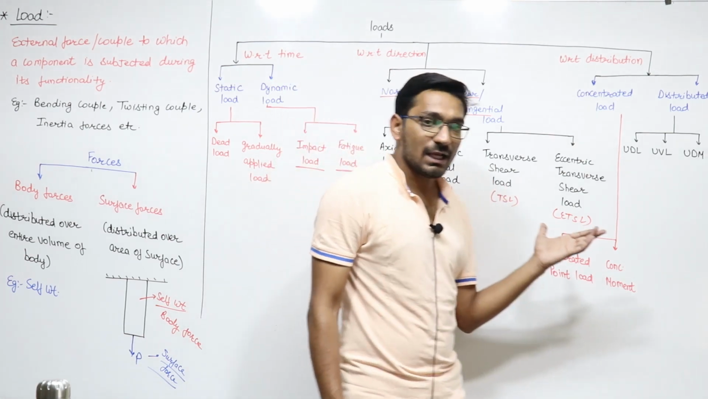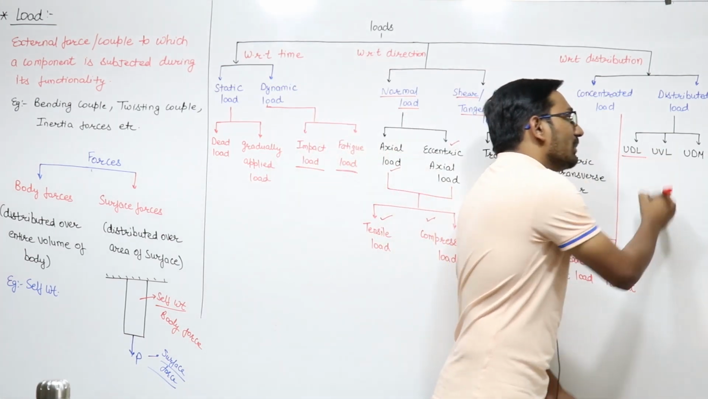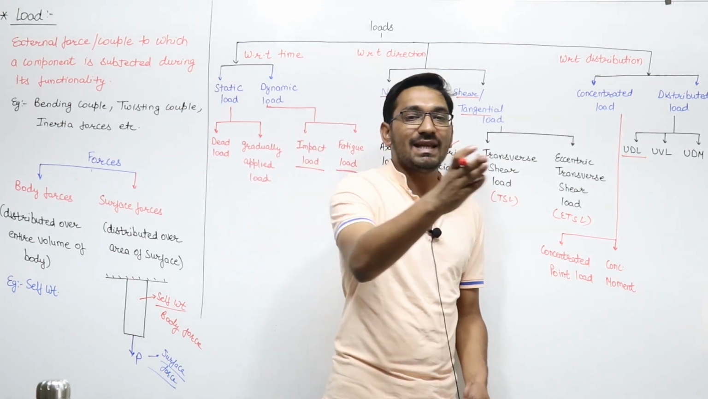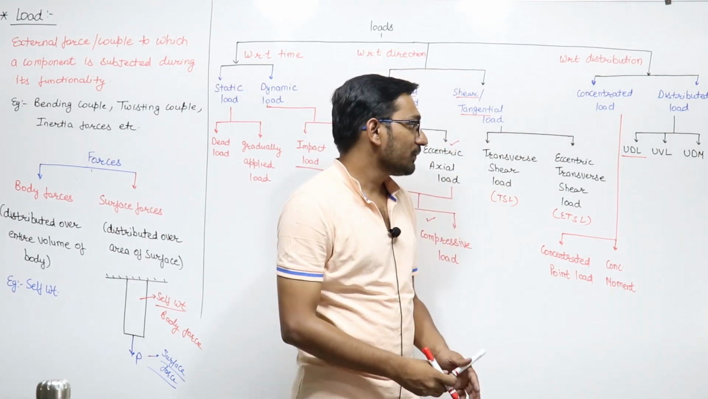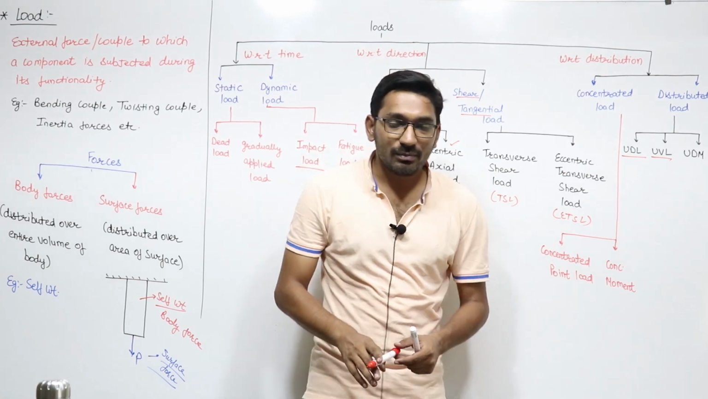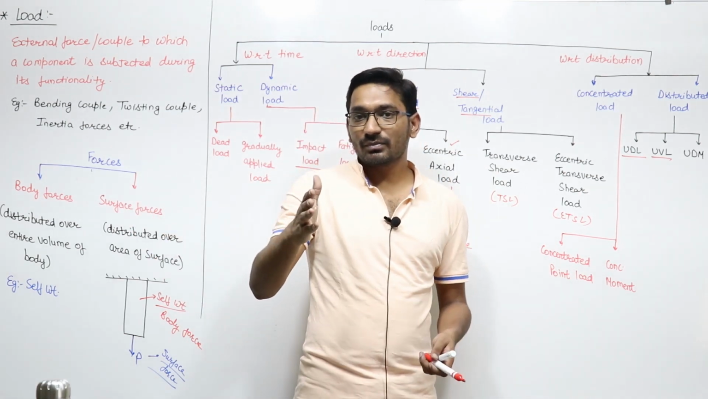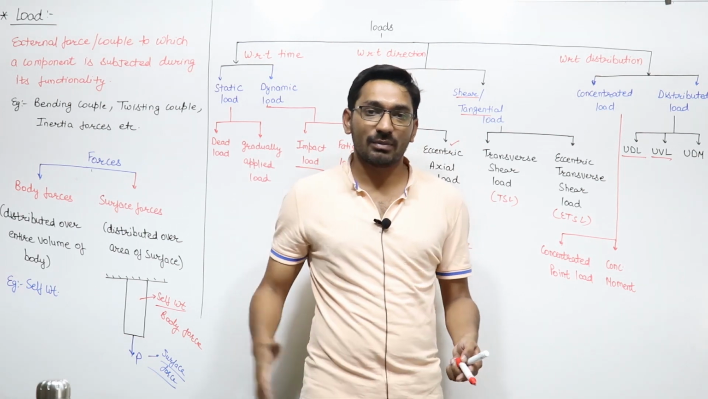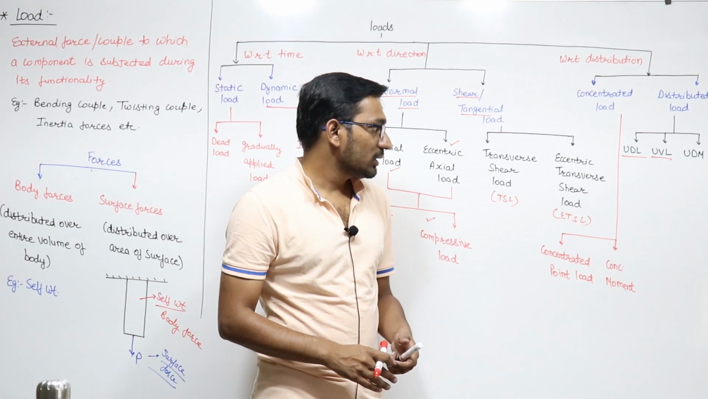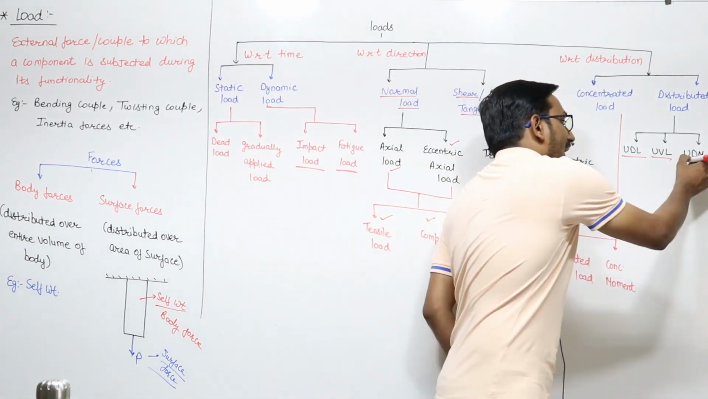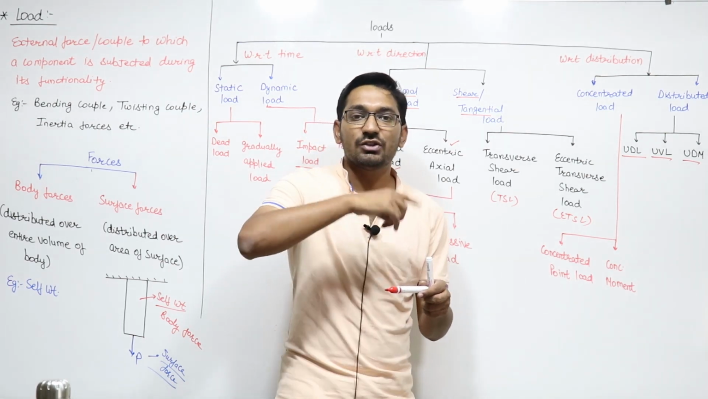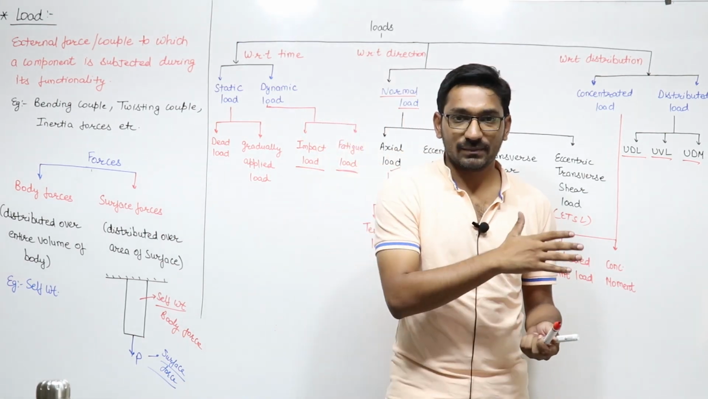Distributed load is of three types. One is uniformly distributed load, when the load is distributed uniformly along the length of the rod. Another one is uniformly variable load, meaning the magnitude of the load is varying uniformly over the entire length of the beam or the rod. And the last one is uniformly distributed moment, if there is a moment that is uniformly distributed along the length.